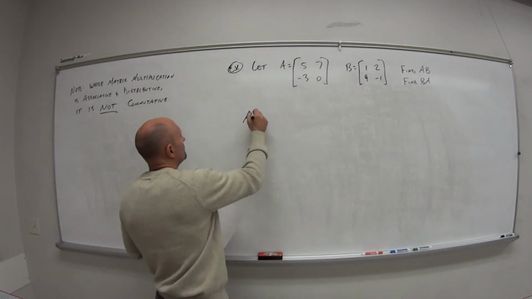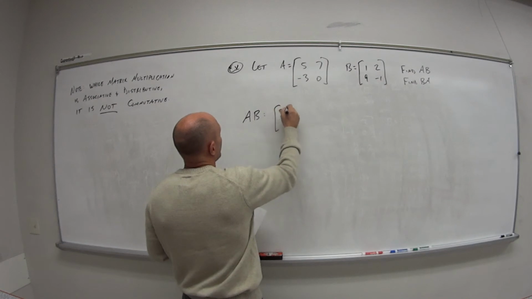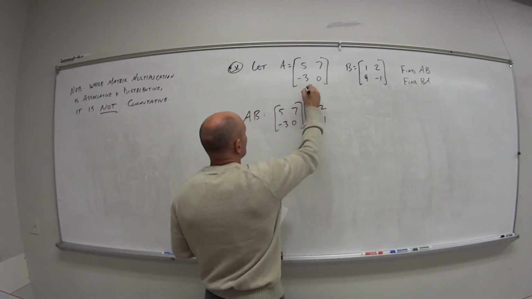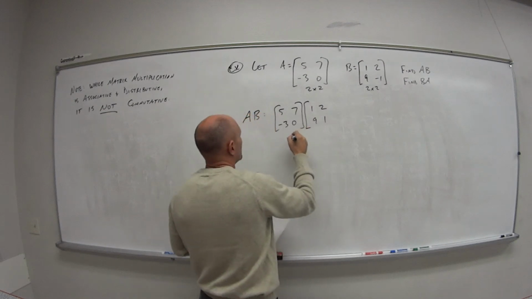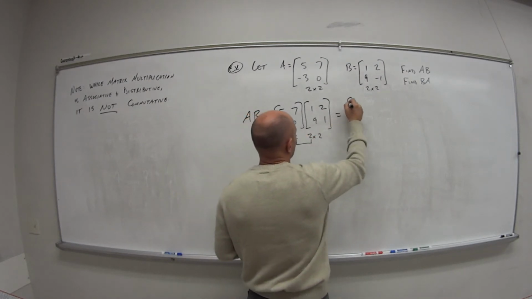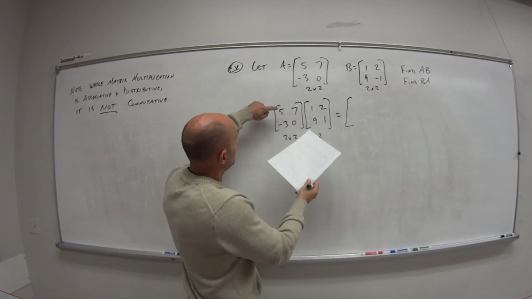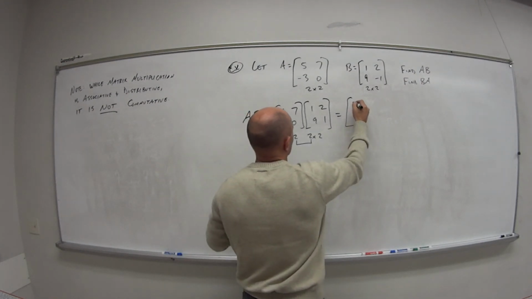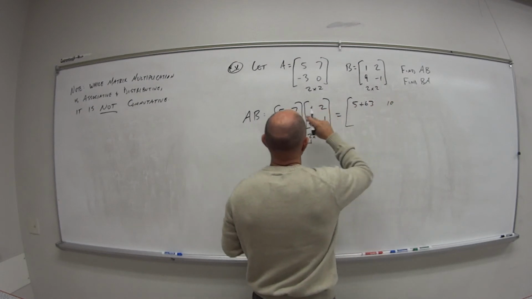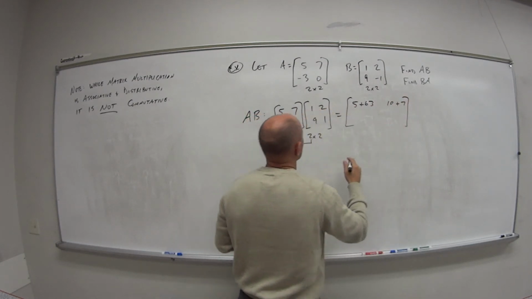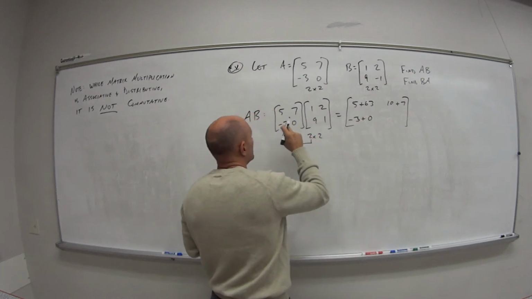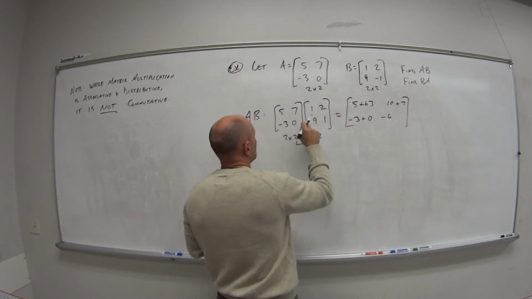So first let's do A times B. So I have 5, 7, negative 3, 0 times B, which is 1, 2, 9, 1. Well, first of all, it's a 2 by 2, 2 by 2. So middle numbers are fine, and I'm going to end up with a 2 by 2 matrix. So I have what? 5 times 1 is 5. 7 times 9 is 63. Then 5 times 2 is 10. 7 times 1 is 7. Negative 3 times 1, negative 3. 0 times 9, 0. Negative 3 times 2, negative 6. 0 times 1, 0.